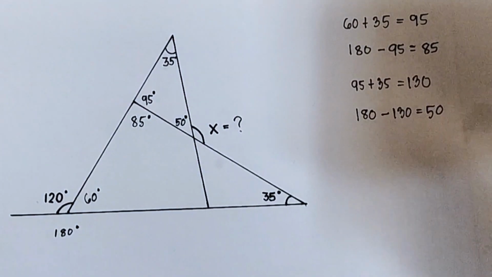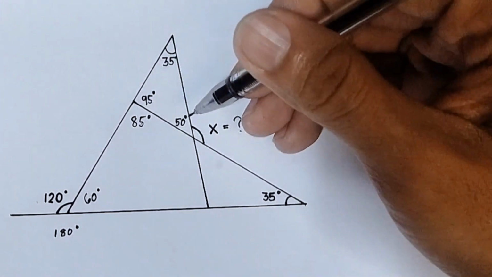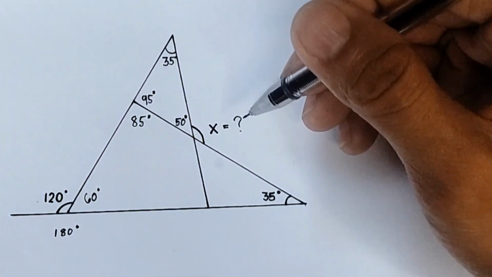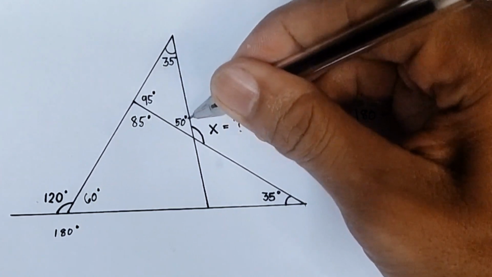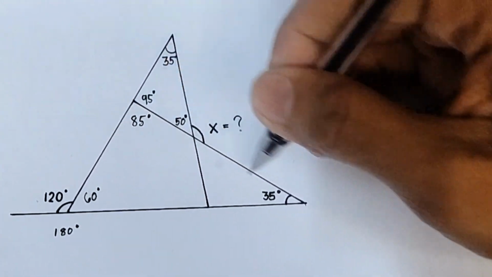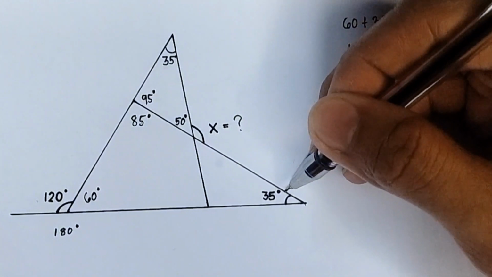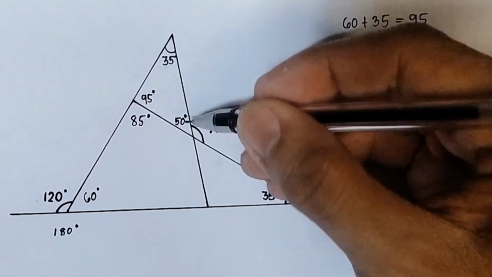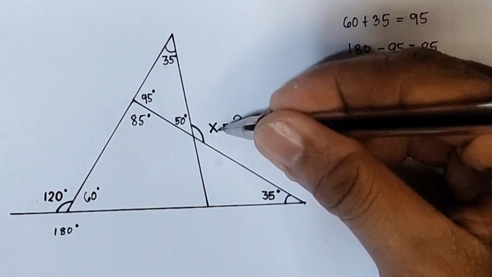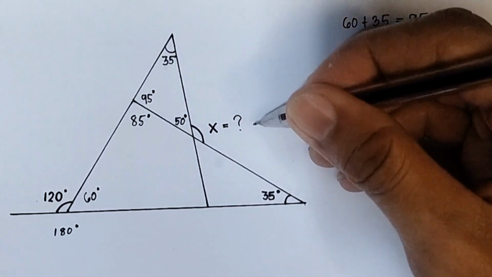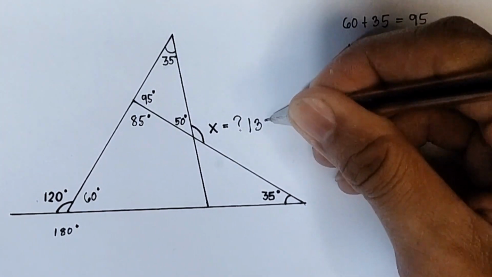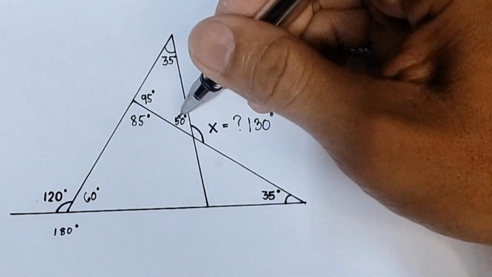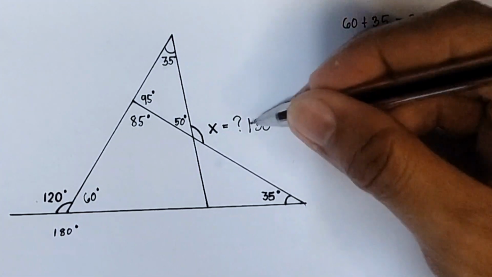Why? Because the sum of the interior angles of the triangle should be equal to 180 degrees. And now I think we can find the value of x. Why? Because we already have the value of 50 degrees here, and remember, this is a straight angle, and we can apply the supplementary angles to solve for the value of x. So if this is 50 degrees, the value of x would be equal to 130 degrees. 130 plus 50 is 180 degrees.